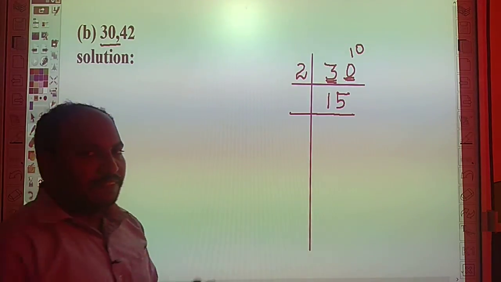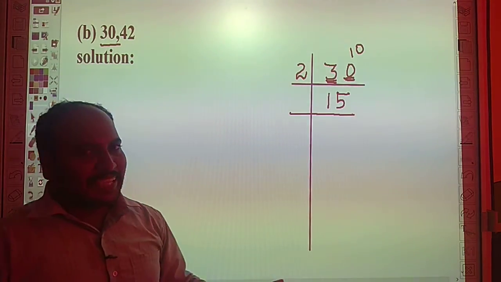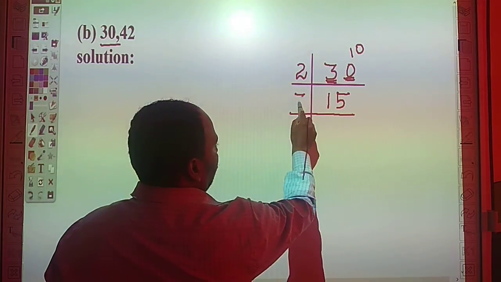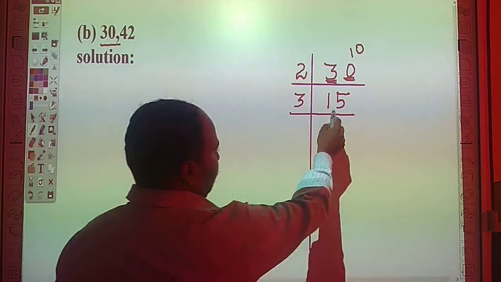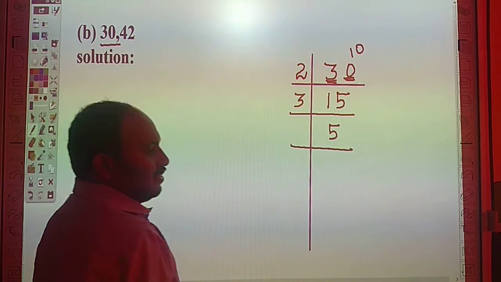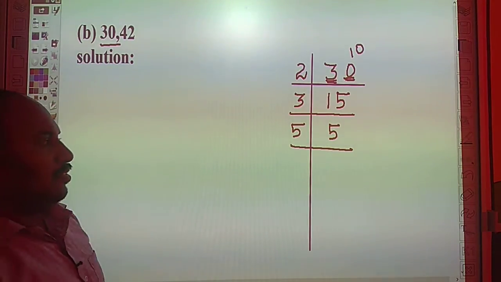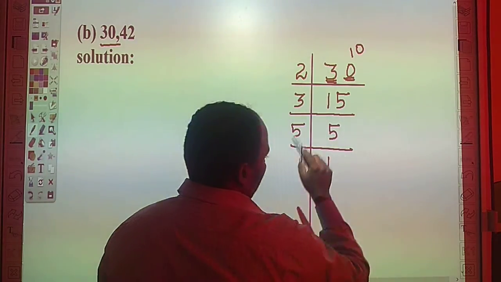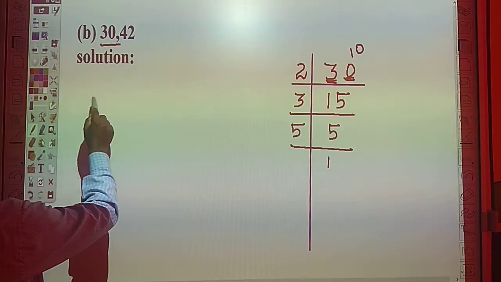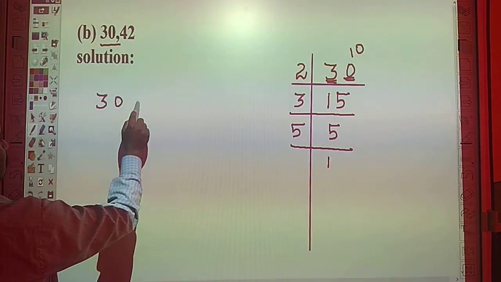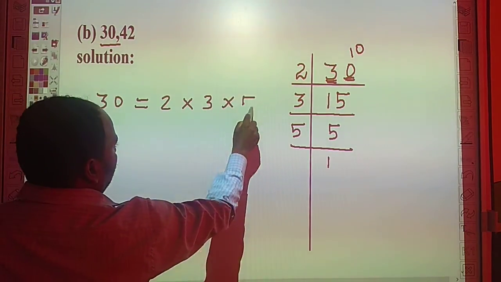Next our number is 15. The last digit is 5. 15 is not divisible by 2. So we take the number 3. 5 3s are 15. Next, 5 is a prime number, so it is divisible by itself. 5 divided by 5 is 1. That means 1 into 5 is equal to 5. Therefore 30 is equal to 2 into 3 into 5.